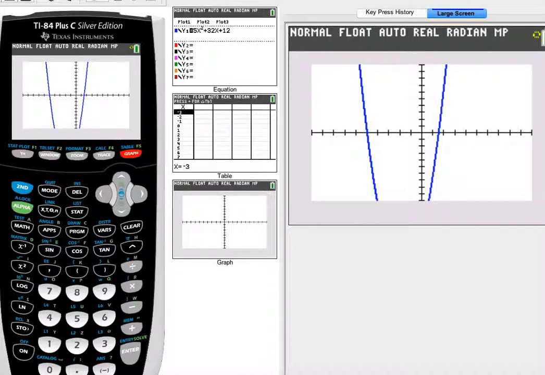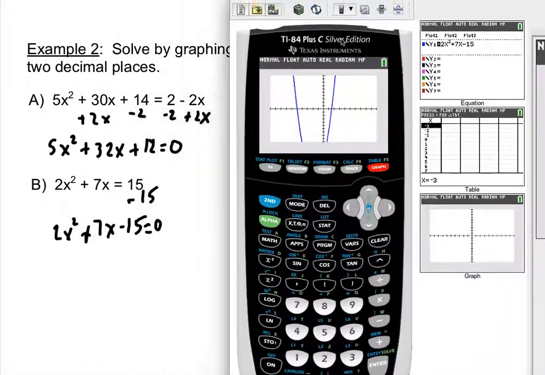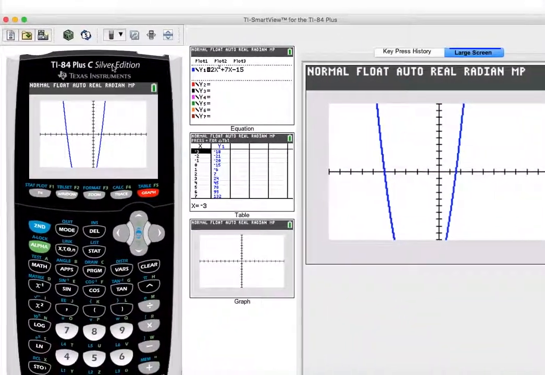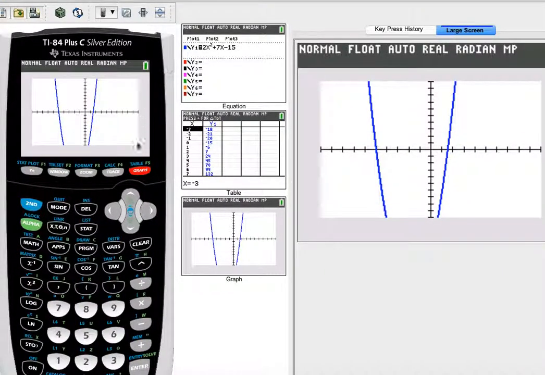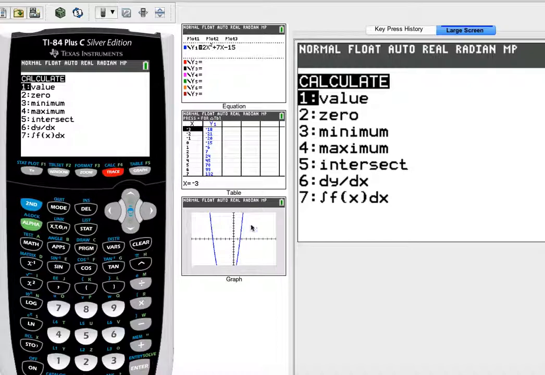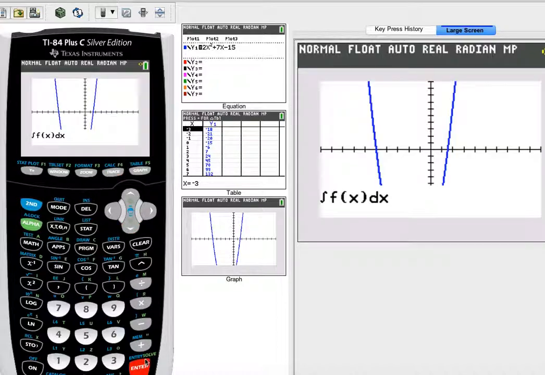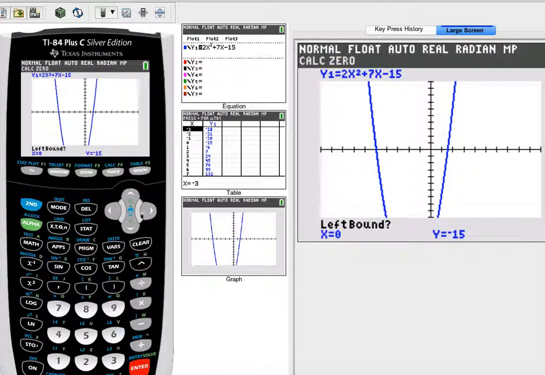So there it comes. And so let's find those 2 points. So remember what we said, we're going to go second calc. We're going to go down to 0, hit enter. And then we're going to use our left arrow there to bring it over to where we want it.